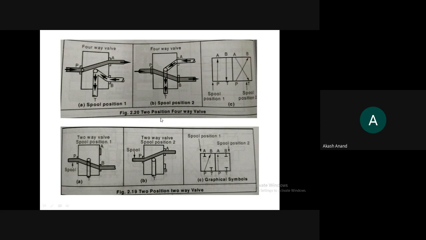So how are they representing this with this diagram? I already told you that P, T, A and B represent four ports in a directional control valve. In general, they represent two positions with the help of two squares or small rectangles. With the help of these two rectangles, you can see two positions are represented.